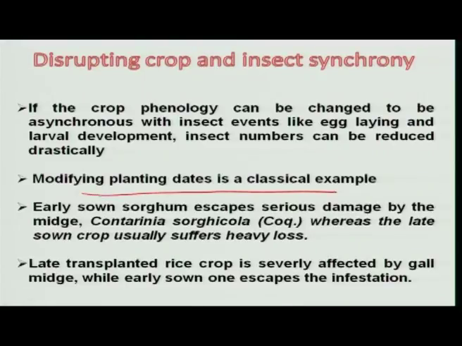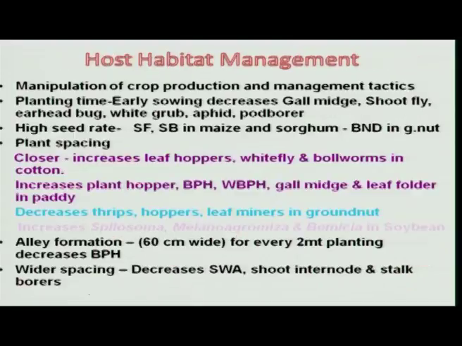Modifying planting dates is one of the classical examples which I explained already. Again in sorghum we find the sorghum midge incidence can be reduced drastically if the crop is sown early, whereas in case of paddy, transplanted rice crop, the gall midge is one of the important problems. The incidence can be escaped if it is sown early. Then going back to the other methods, alley cropping.